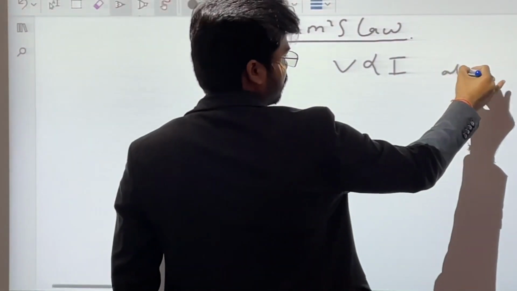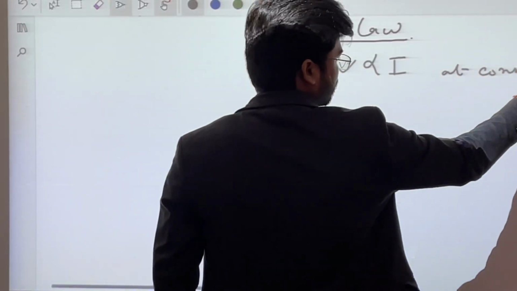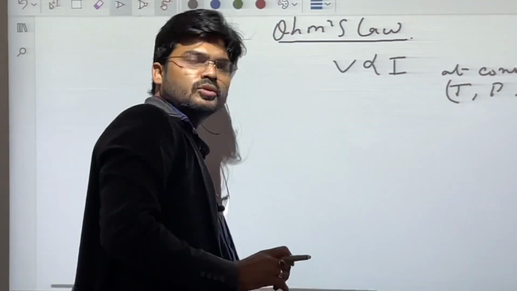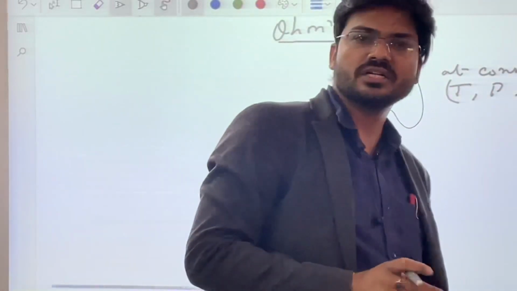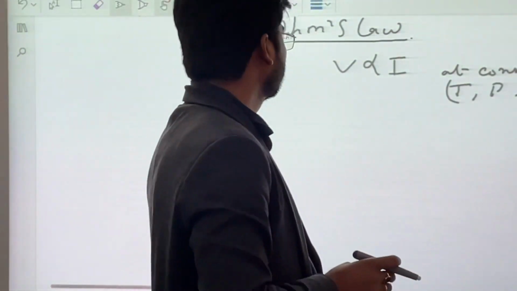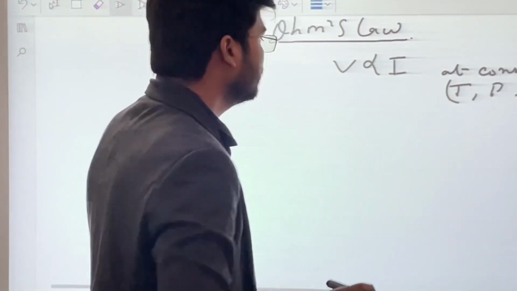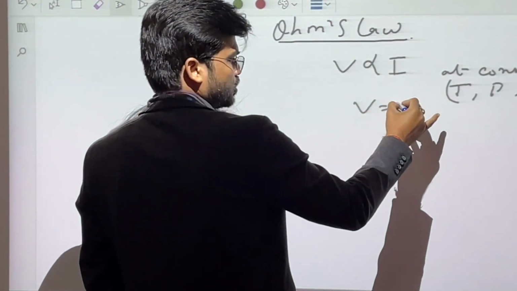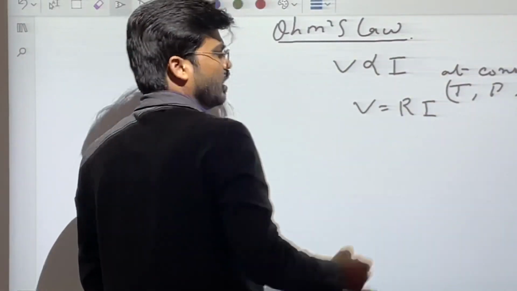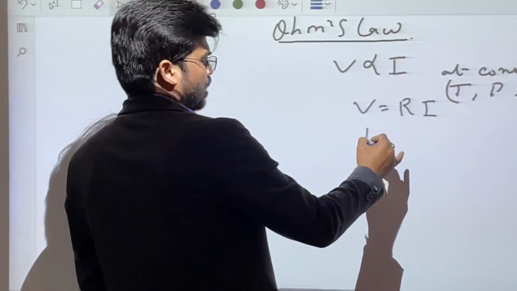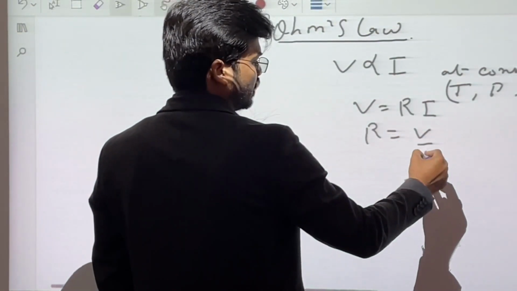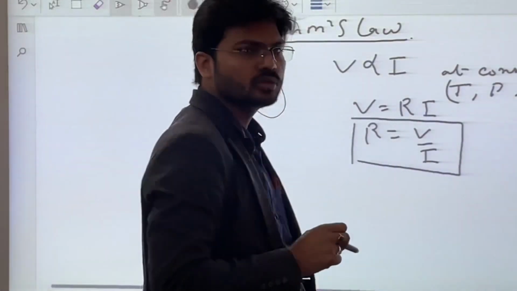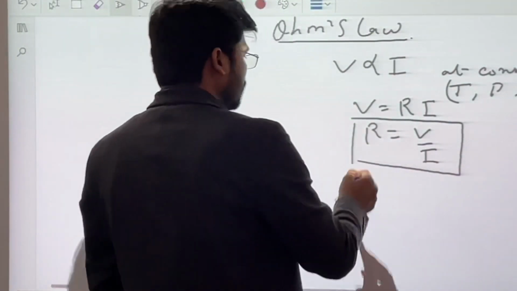At constant temperature, pressure or humidity. So according to Ohm's law, if physical conditions remain constant, then electric potential is directly proportional to the flow of current. So V equals RI, where R is constant. R equals V upon I. According to Ohm's law, the ratio of electric potential to current is also constant, called R.